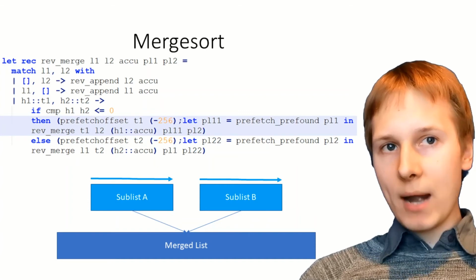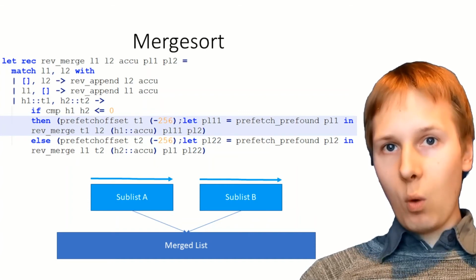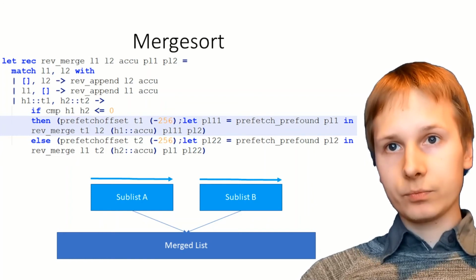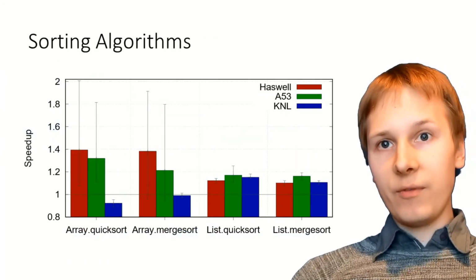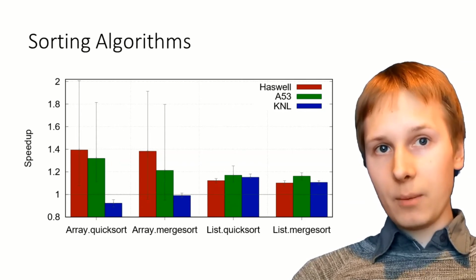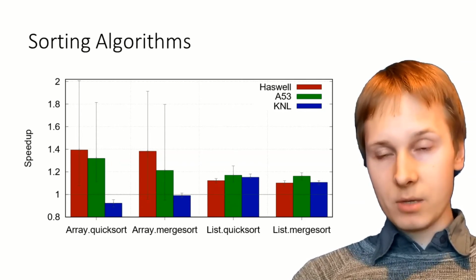Whenever we consume an element from a sublist, we walk one further element ahead in our prefetch of that particular sublist. This gives us some fairly significant speedups, even despite the fact we're only prefetching on parts of the whole sorting algorithms themselves.